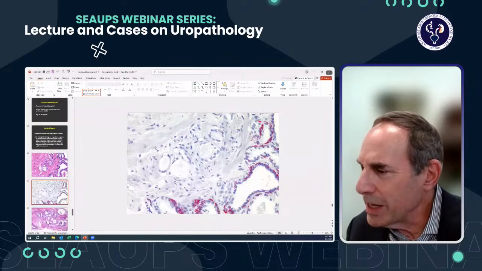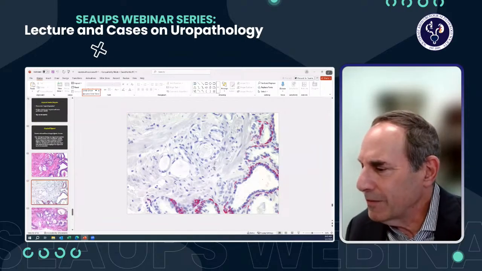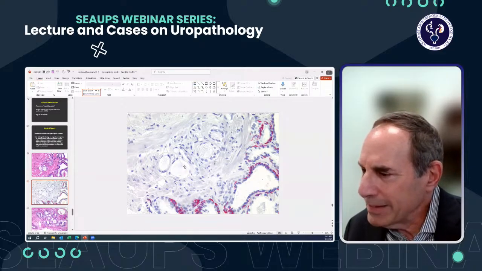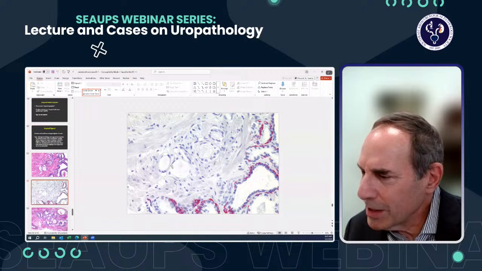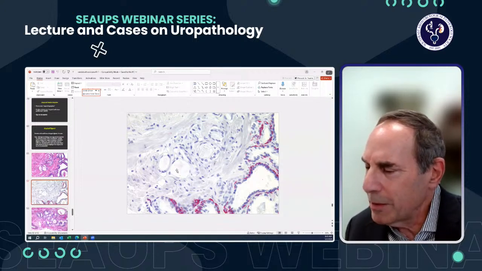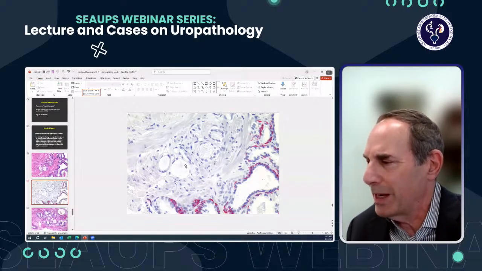On the stains, these are negative for the basal cell markers. But I still probably wouldn't feel entirely comfortable calling cancer because they're so atrophic. Could be partial atrophy, and as I mentioned, partial atrophy can be negative for basal cell markers.